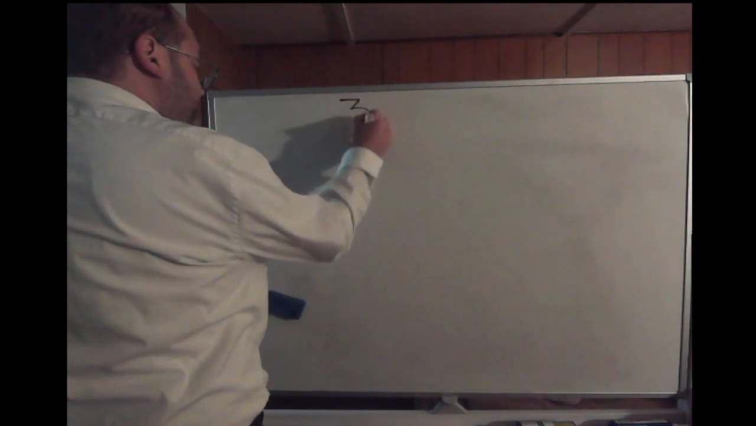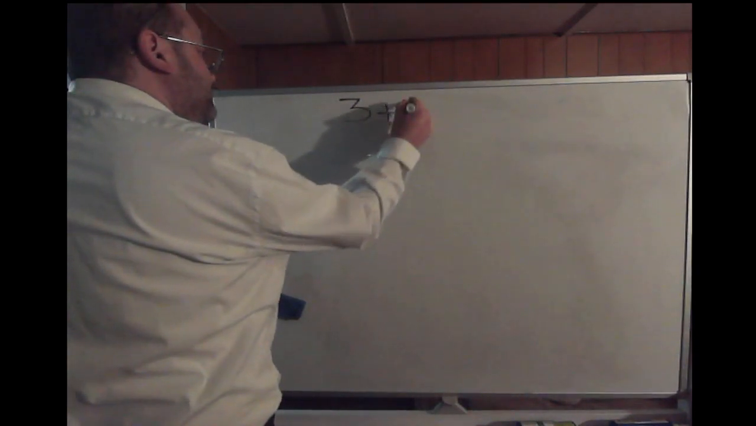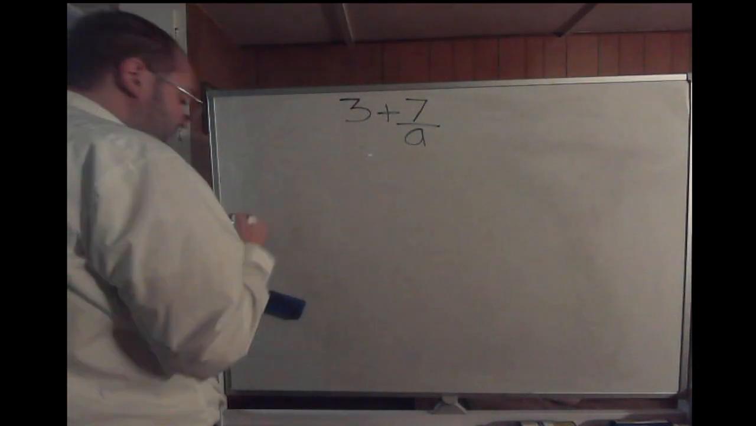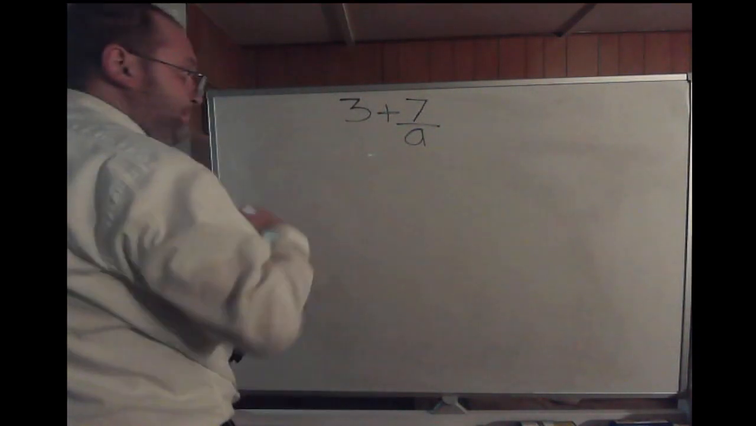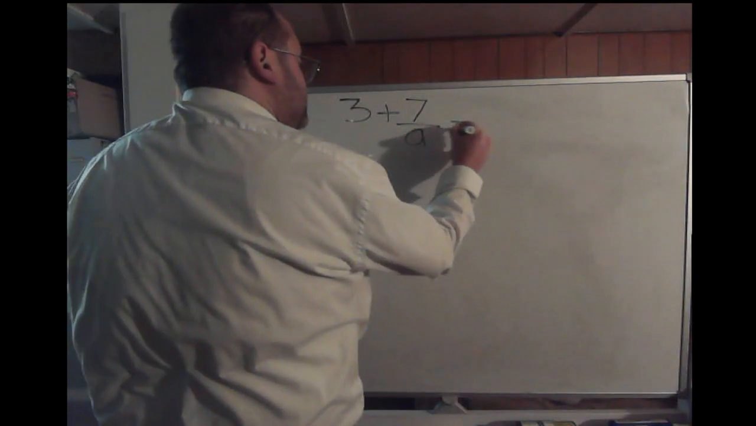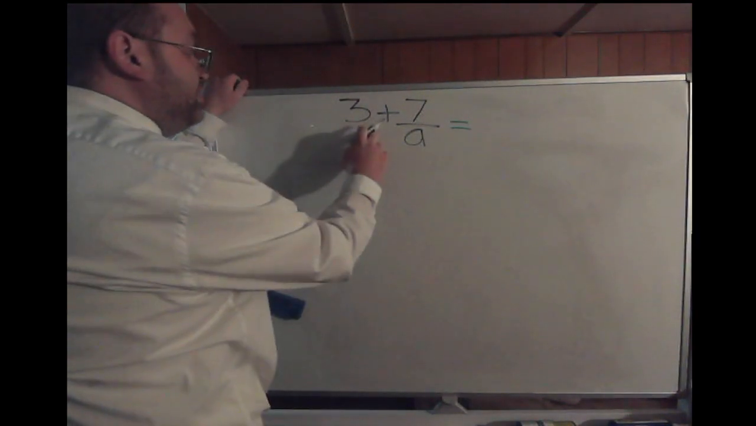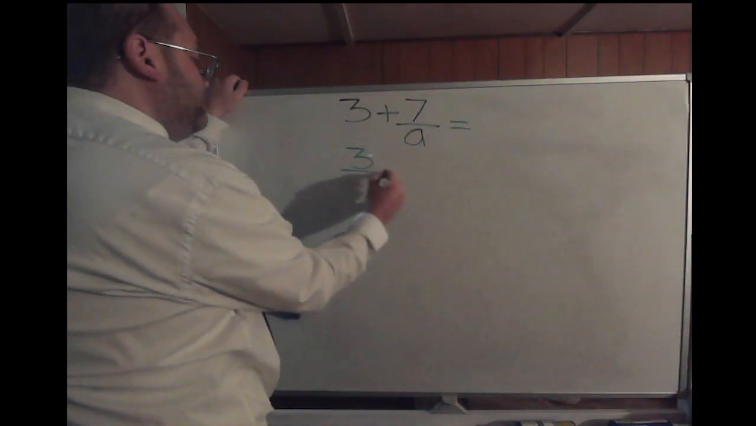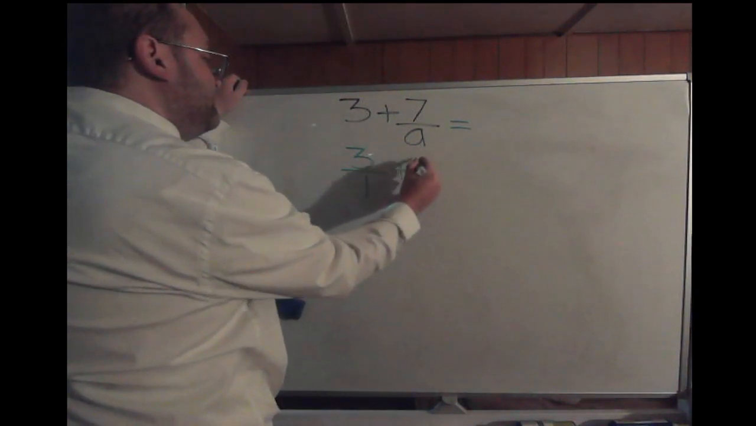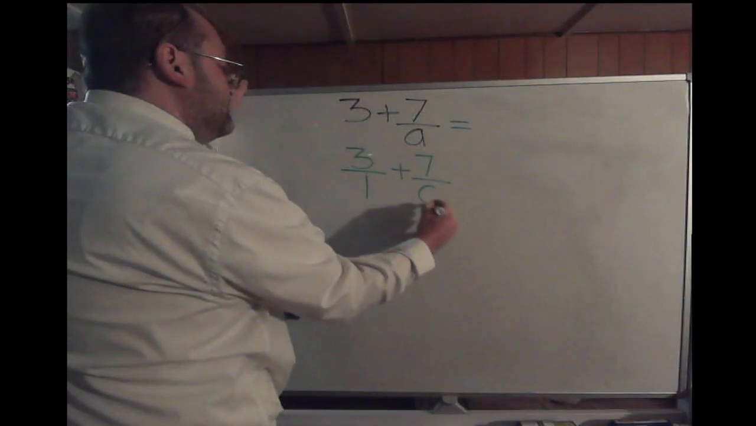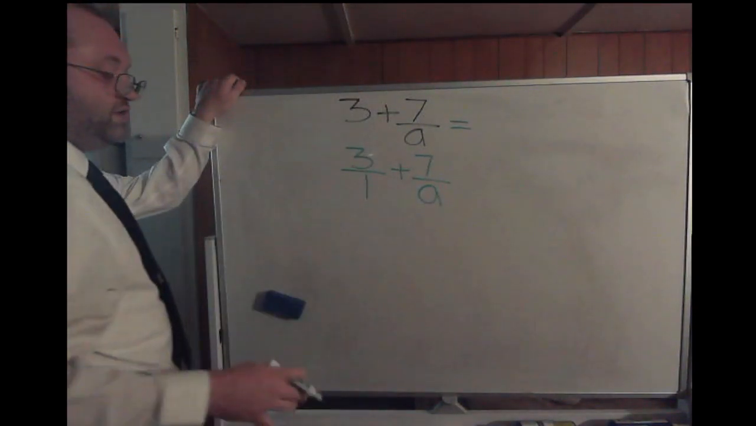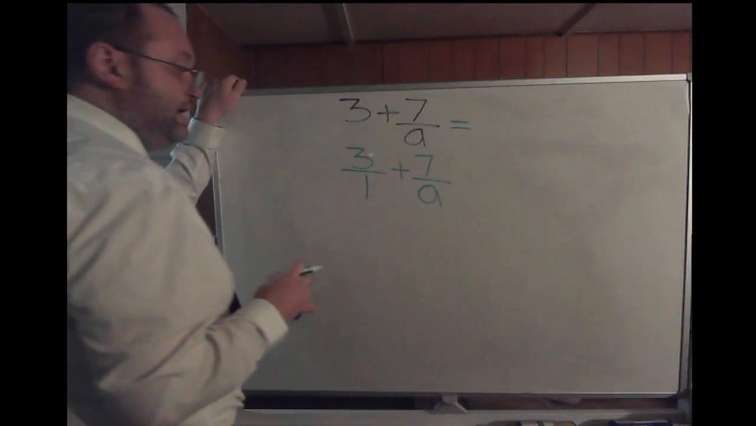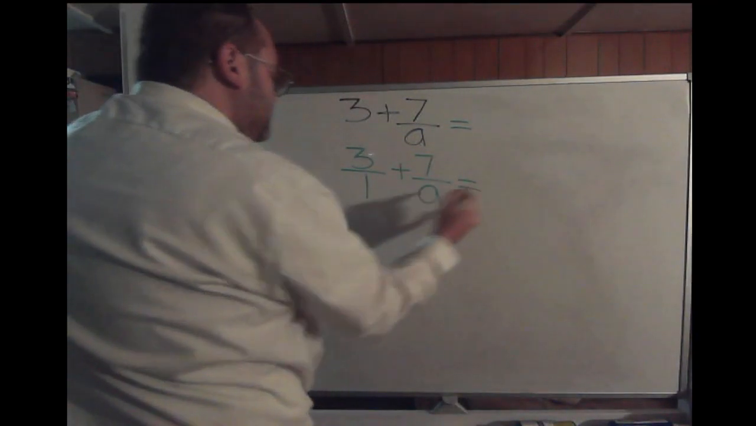Alright, let's see. We have 3 plus 7 over a. I think I'll get back to using green for the next steps. Okay, 3 plus 7 over a. Well, you can rewrite this as 3 over 1 plus 7 over a, because anytime you have a whole number, the default denominator is 1. Now, between 1 and a, we got to find the least common denominator. Well, that would be a.